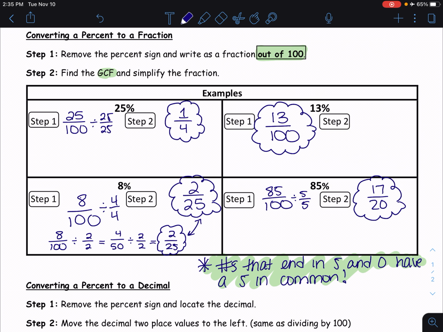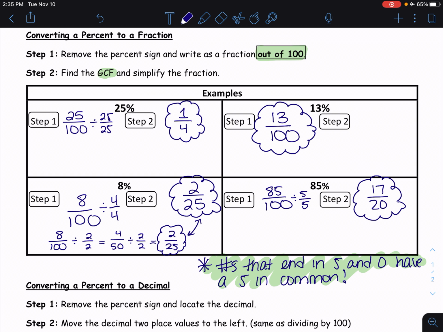Okay, so start by writing the percent over 100. And then determine if you can simplify. This is not the same as a decimal to a fraction. All percents are out of 100%, so all percents become a fraction out of 100.